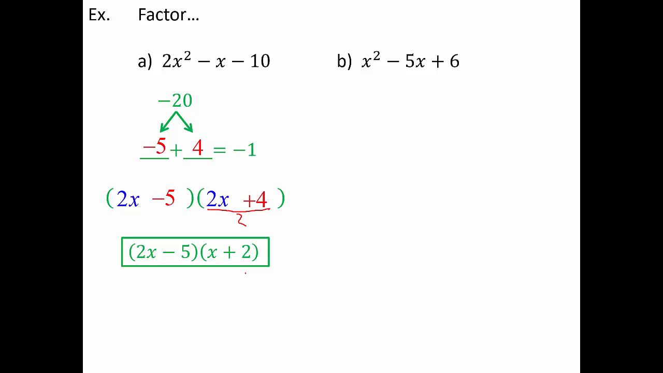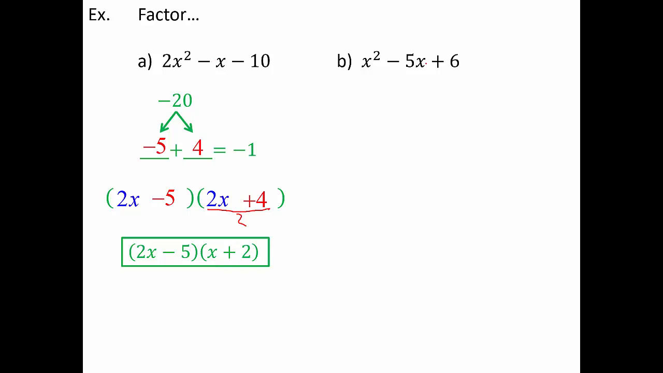Again, I can always double check my answer by redistributing. 2x times x gives me 2x squared. -5 times 2 gives me -10. And if I do the outside inside, 2x times 2 gives me 4x. Minus 5x would give me the -1x in the middle.